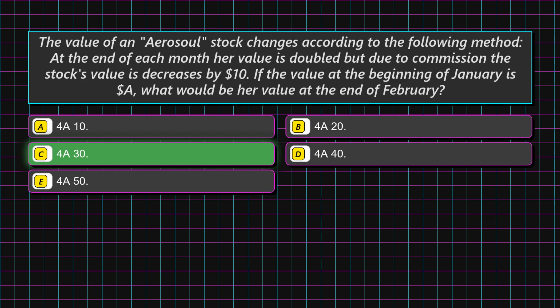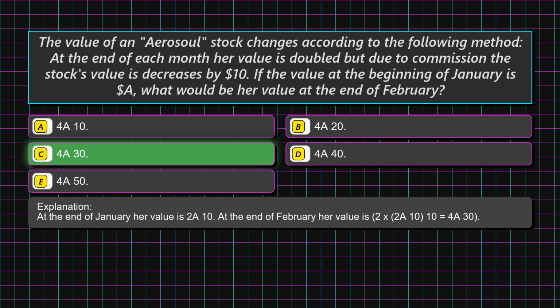The correct answer is option C, 4A30. At the end of January her value is 2A10. At the end of February her value is 2 x 2A10, 10 equals 4A30.